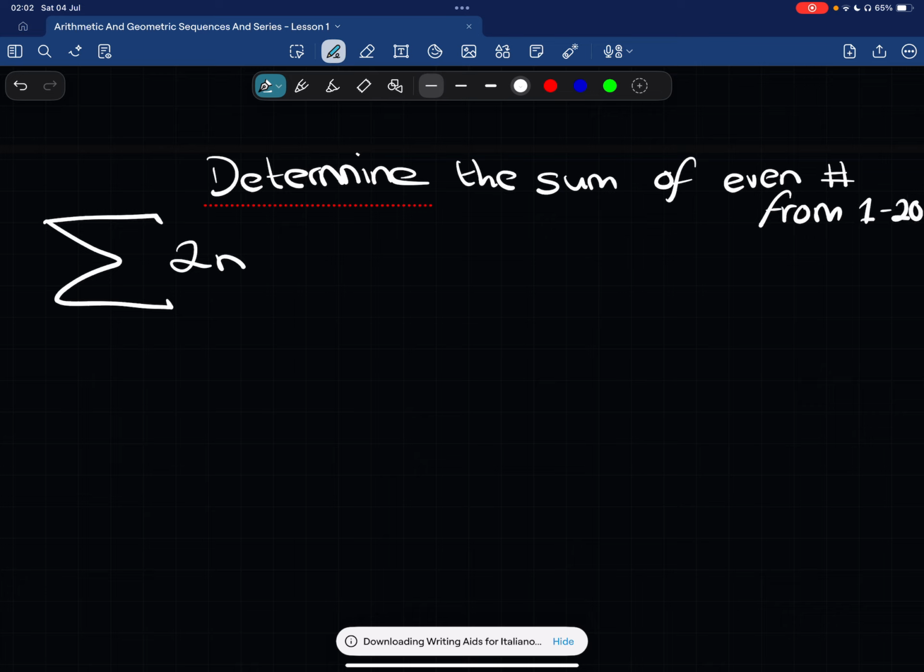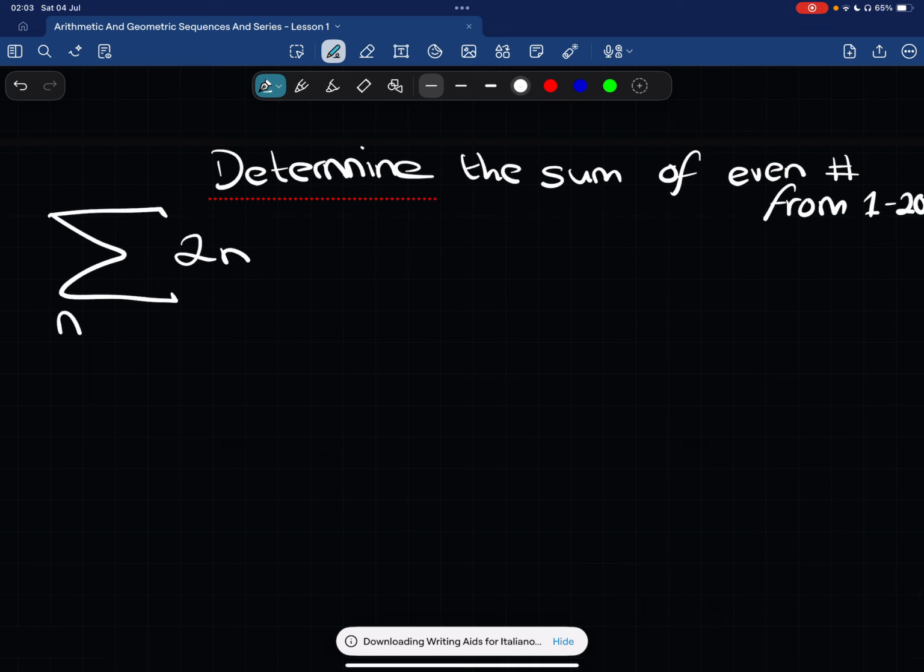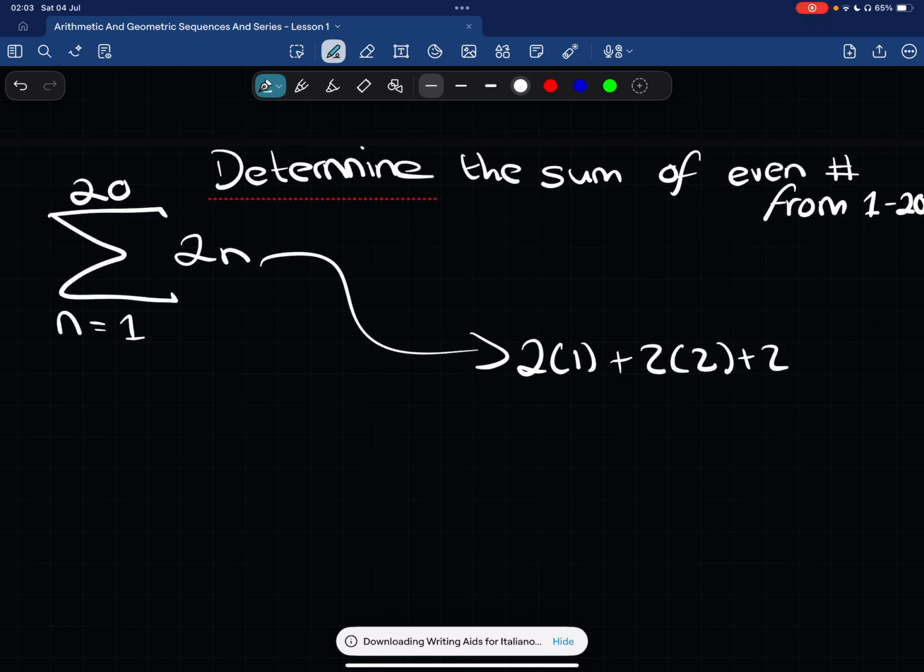And this just means the first 20 even numbers. We know that even numbers are 2n, and now we just have our bounds n equals 1 to 20, and this will just represent 2 times 1 plus 2 times 2 plus 2 times 3 plus and so on, plus 2 times 20.